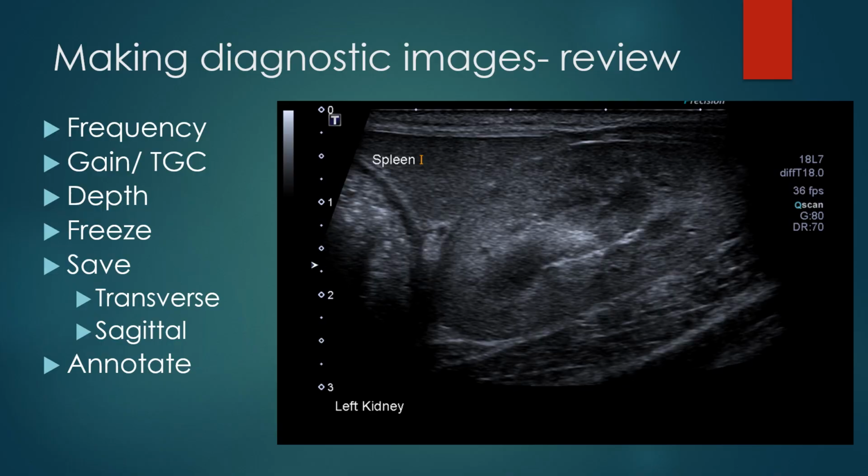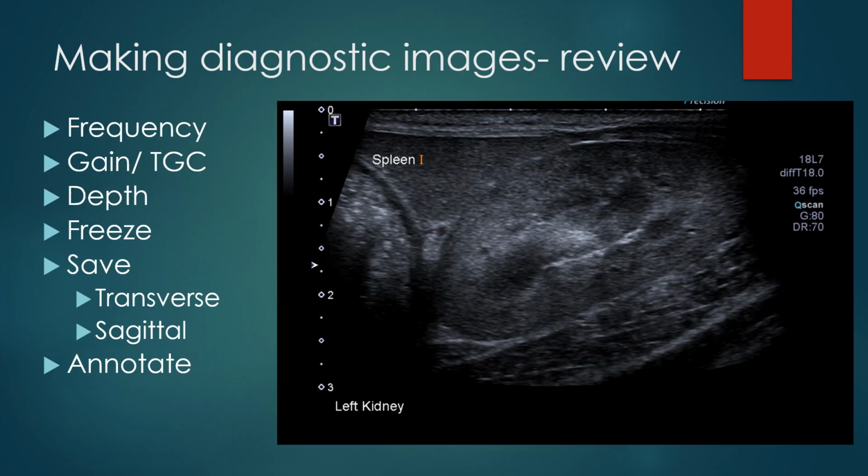Once you find your organ, you need to make sure that you're using the correct frequency. So remember, frequency needs to be as high as possible, keeping in mind how deep you need to be imaging. Higher frequency is going to give you better resolution, but you're going to have less penetration. So if you have something more superficial, you can use a higher frequency and have a nicer looking image. If you need to image deeper, you're going to have to decrease your frequency. So give up a little resolution to obtain the depth that you need.